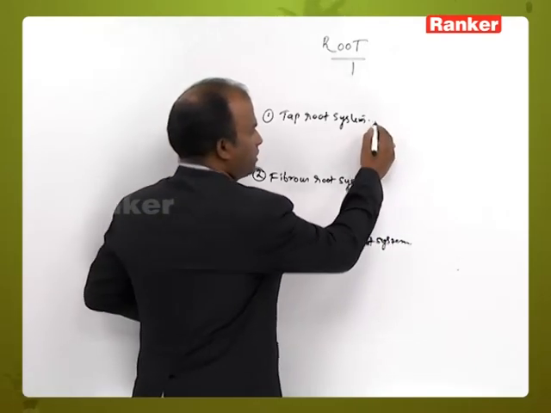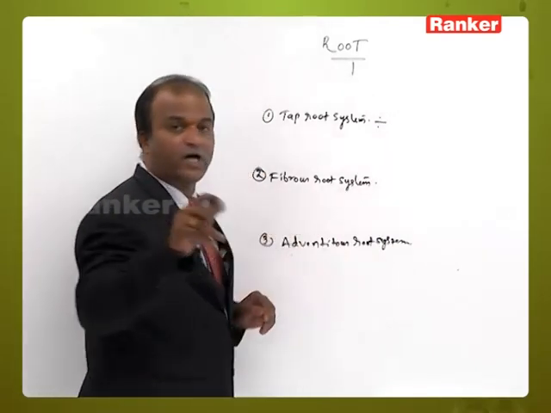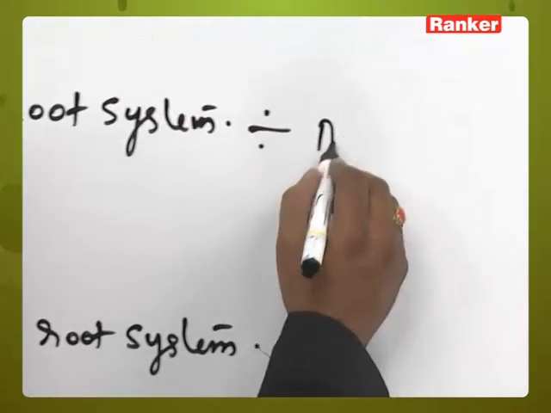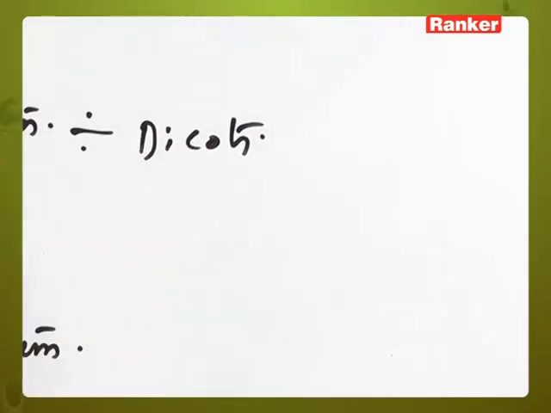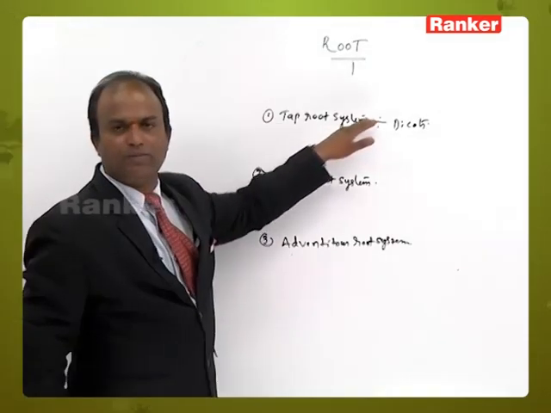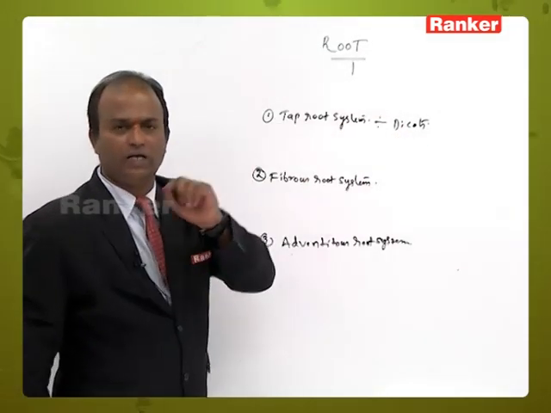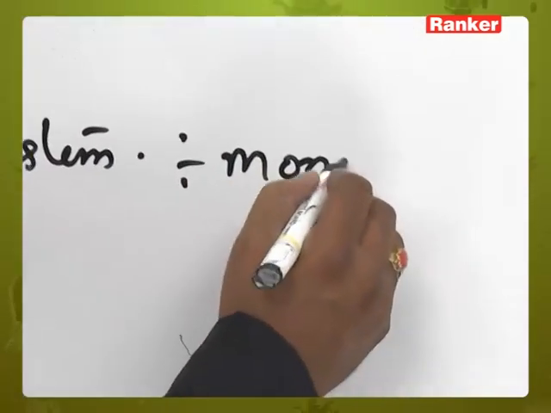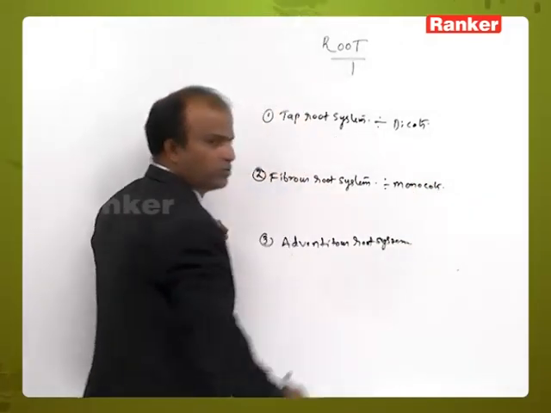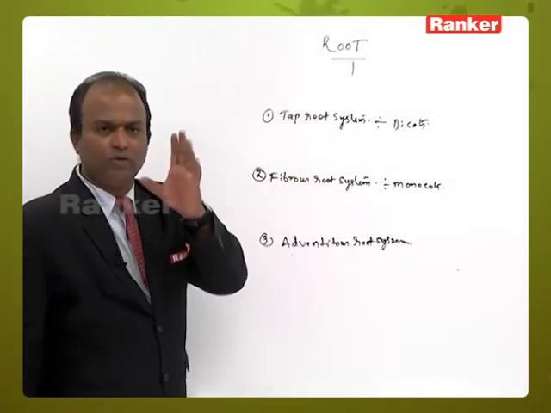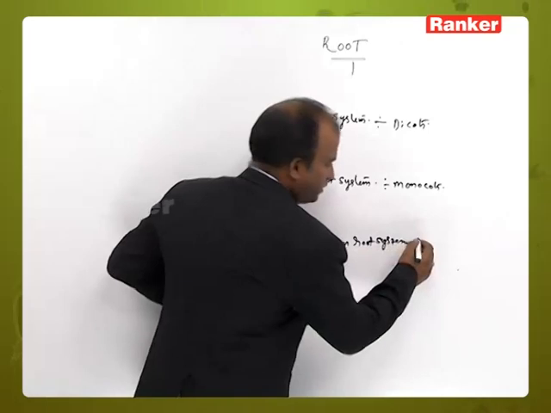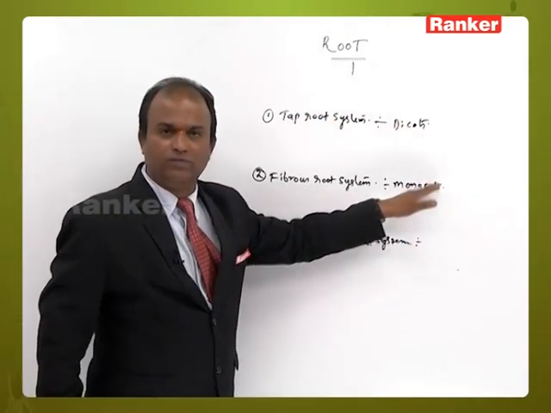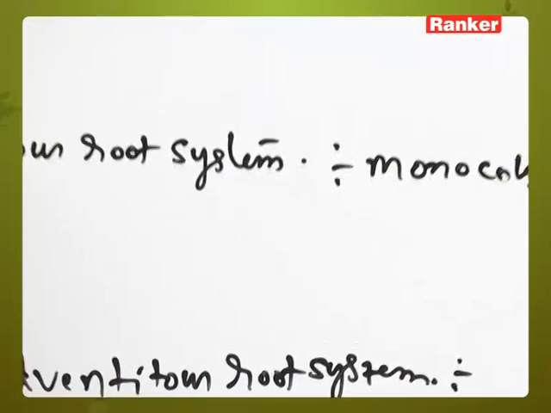Now this taproot system can be seen either in dicots or in monocots. The taproot system can be seen only in dicots, whereas the fibrous root system can be seen only in monocots. But the adventitious root system can be seen in either dicots or monocots.